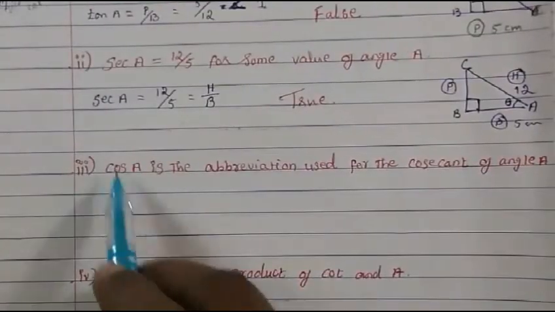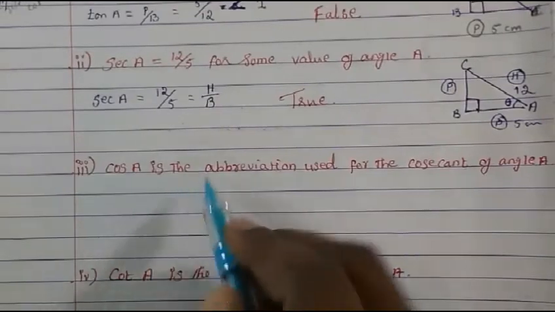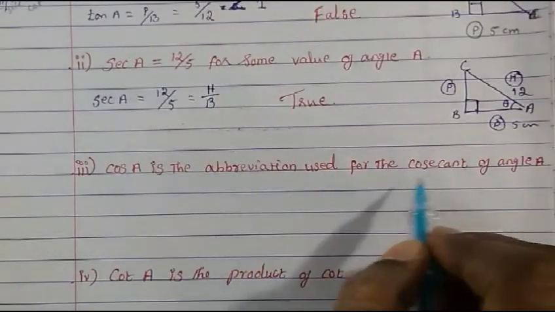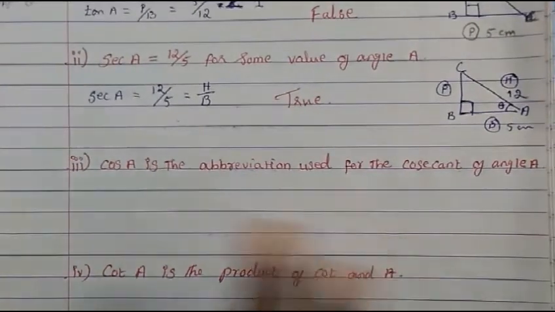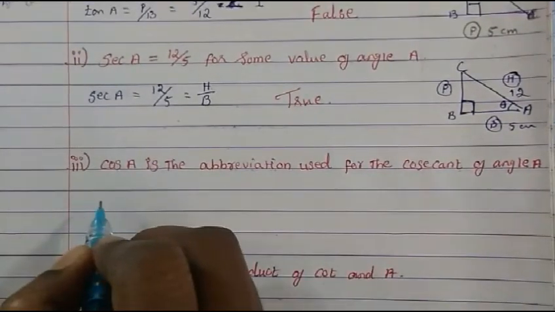Now let's see the third part. Cos A is the abbreviation used for the cosecant of angle A. So now these names you should know. Let me show you all the names.